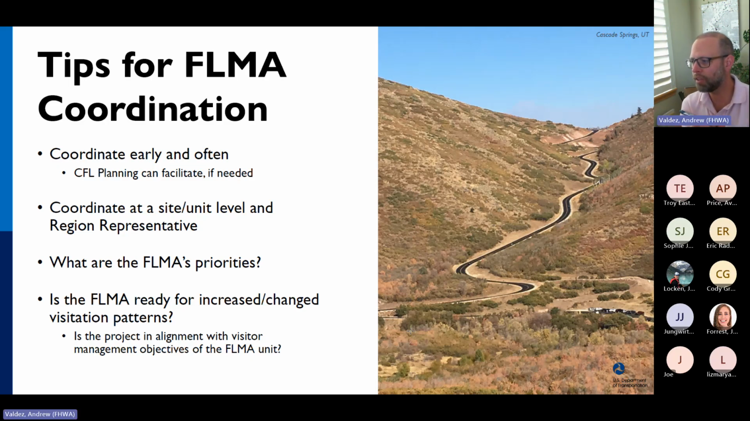And what are the FLMA's priorities? Are they trying to build visitation? Are they trying to make it less accessible in one part, but more accessible in another area? What are their management objectives? Does this project really align with what they're trying to do there on the ground? Also really important: is the FLMA ready for increased or changed visitation patterns? And does this project support that, or is it kind of contrary to that?